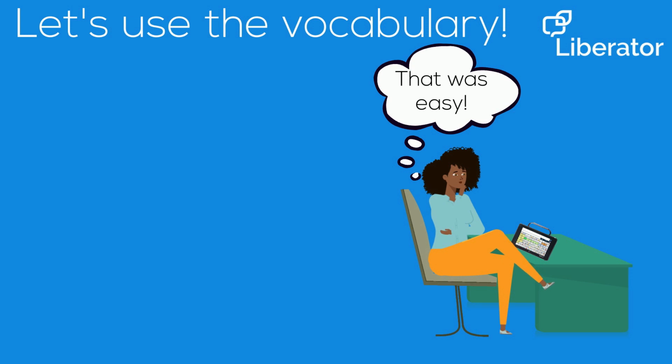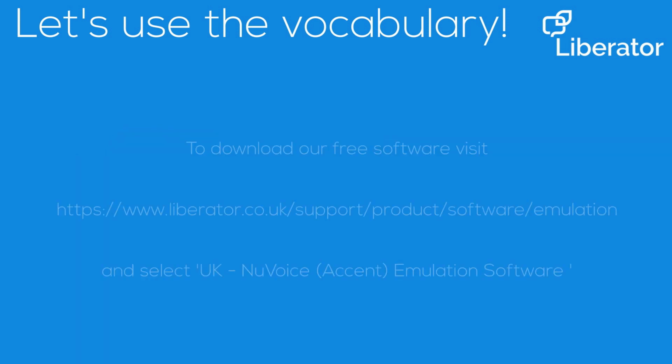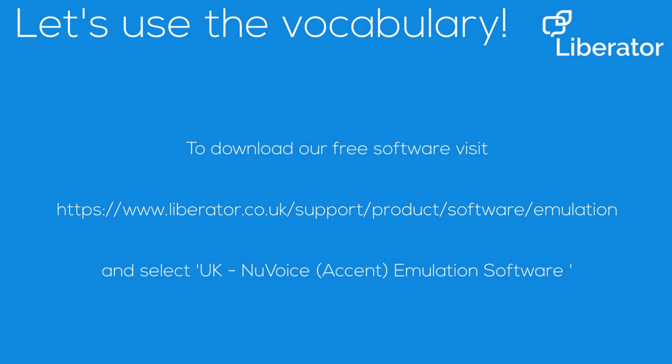To complete the next section of the video, you're going to ideally need access to either a talker with LAMP Words for Life on it, or be able to access the LAMP Words for Life software on our free emulation software, which you can use on laptops or PCs. To download our software, visit our support website and select New Voice, the UK emulation software.